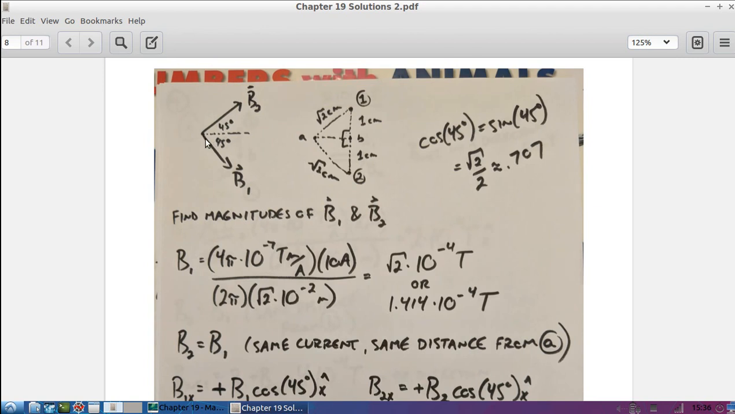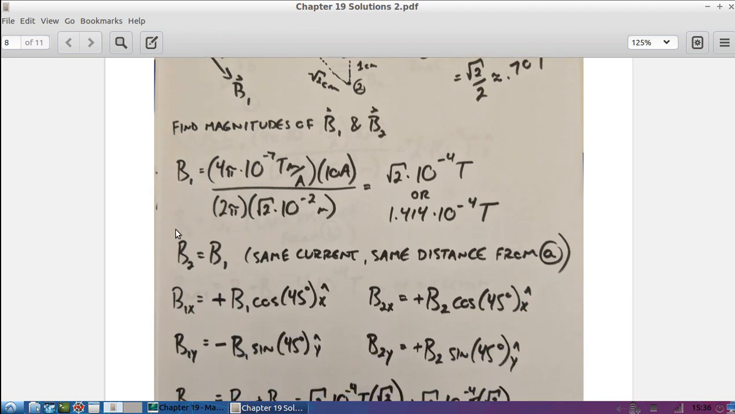So B1 is acting at 45 degrees. B2 is also acting at 45 degrees. So they both have an x component and a y component. The magnitude of B1 is mu naught times the current divided by 2 pi times r. So I get √2 times 10 to the -4 Tesla, or 1.414 times 10 to the -4 Tesla.